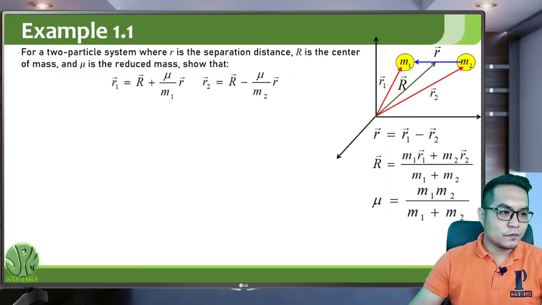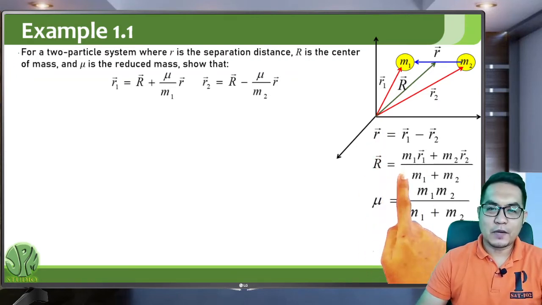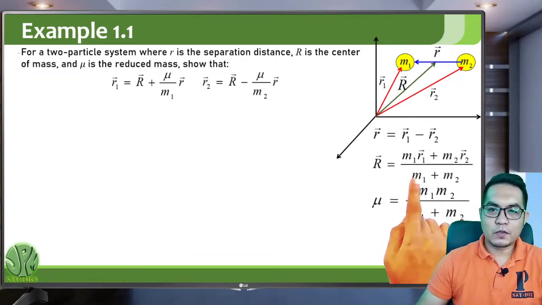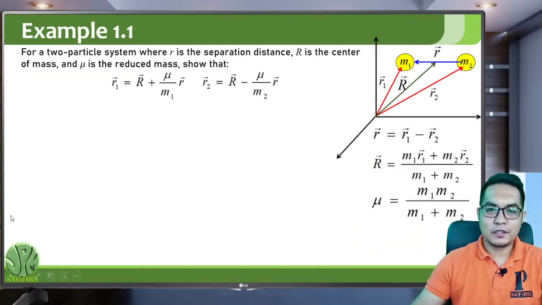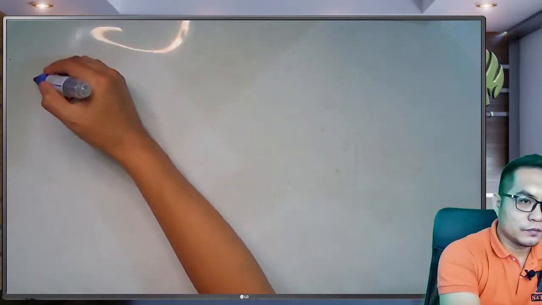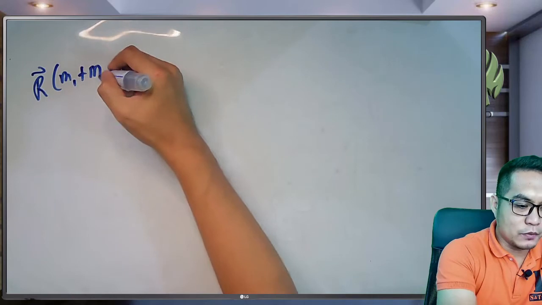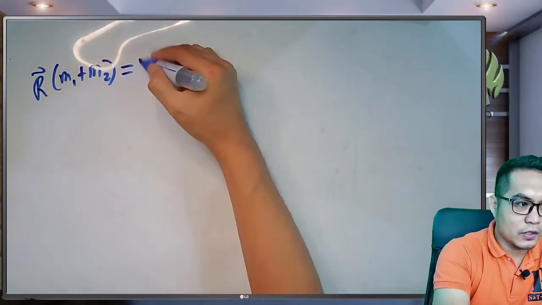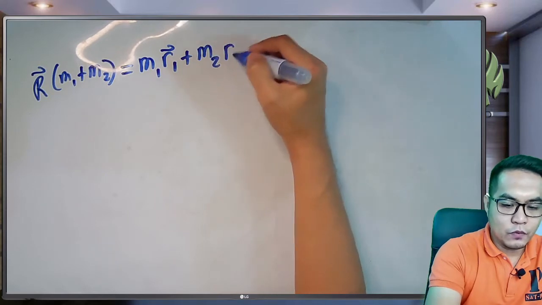We will start with the separation and the center of mass. If we cross multiply m1 plus m2, the total mass, to r, you will get r times m1 plus m2 is equal to m1r1 plus m2r2.